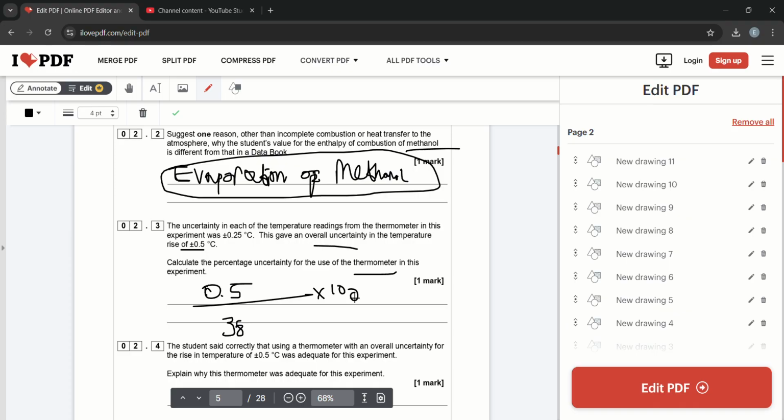For these types of 1-mark percentage uncertainty questions, really highlight every key detail that it wants you to do, and then work from there. Sometimes the question is literally telling you what to do, but you just have to read it properly. Obviously, know the formula as well.